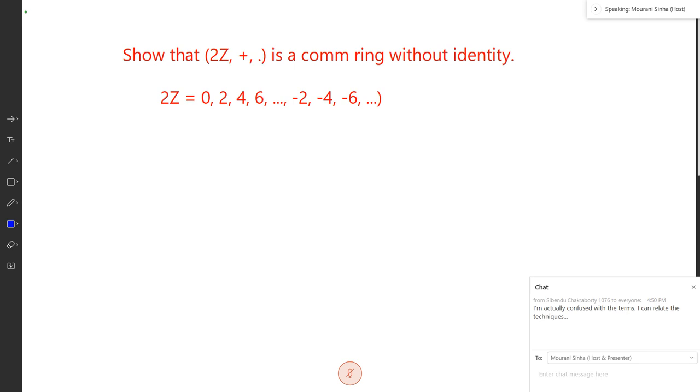Okay. Third, then I will show there is no identity. So these are the 3 steps to the question. For the question, the first step is you have to show that it is a ring. Then the second step, it's a commutative ring. Third step, there is no identity.